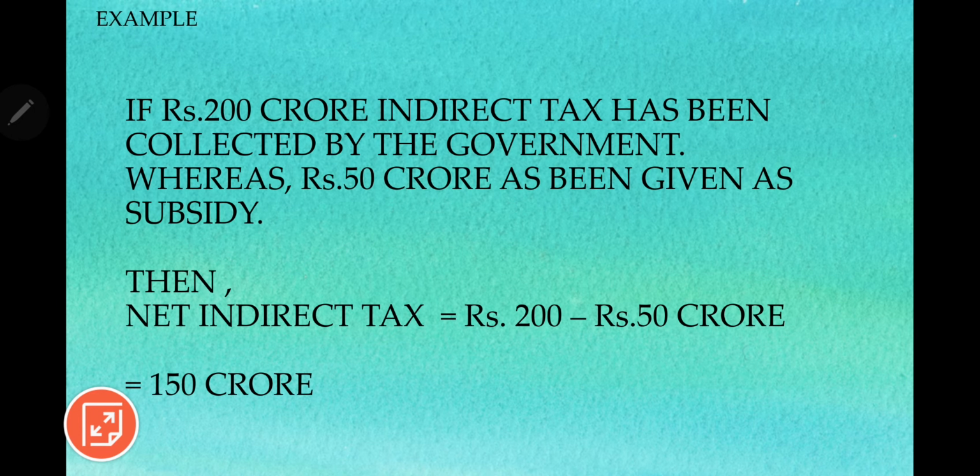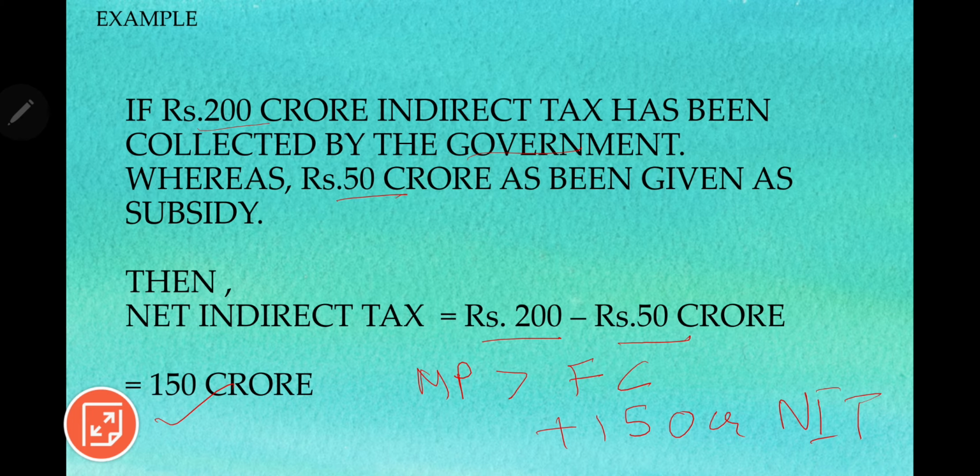A numerical example: if rupees 200 crore indirect tax has been collected by the government, whereas 50 crore has been given as the subsidy, in that case net indirect tax is going to be 200 minus 50, which is equal to 150 crore. In this case, market price will exceed factor cost by rupees 150 crore, which is equal to the net indirect tax.